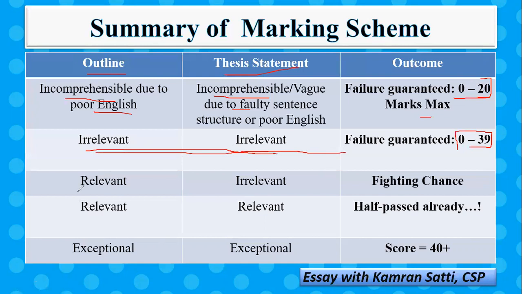Okay, if you have written a relevant outline and an irrelevant thesis statement, the examiner will give you a fighting chance. Now this highlights the importance of both outline and thesis statement. If you have written both relevant, then you are already half passed in the examiner's books. All the examiner wants to see is that you have written the same stuff which you have mentioned in the outline, and you have gone on to prove the same stance which you have mentioned in the thesis statement. And then there is the last category, which are exceptional.